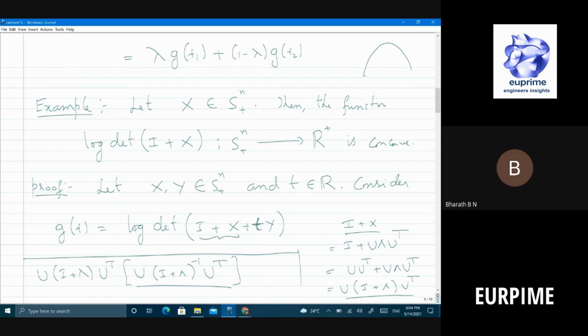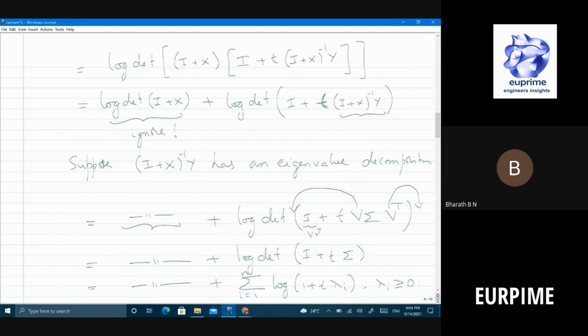There is a small issue here. Did you get a chance to look at this and figure out what the issue is with the proof? No? Well, what did we assume? x and y are positive semi-definite, symmetric, all that is great. What is the other thing that we assumed?